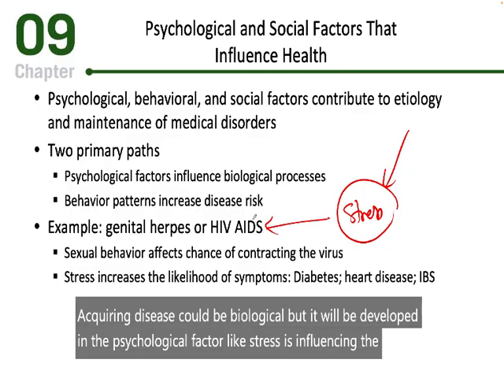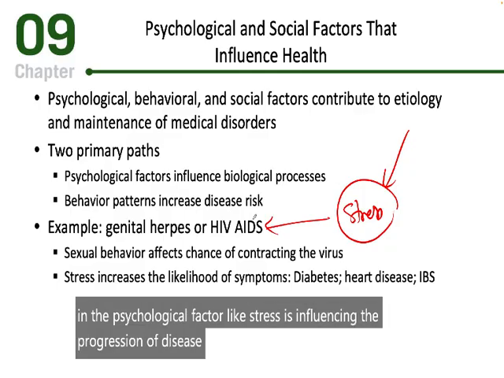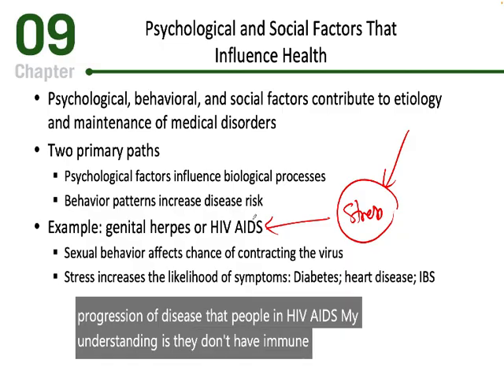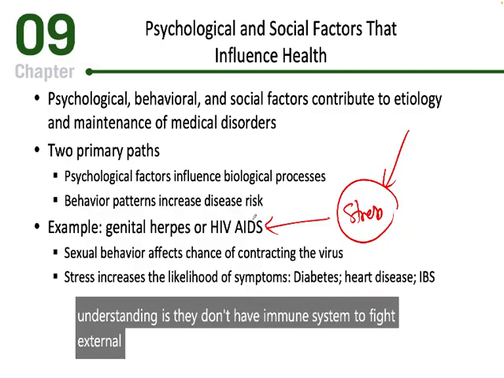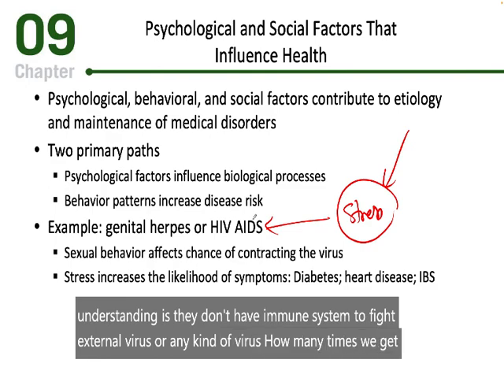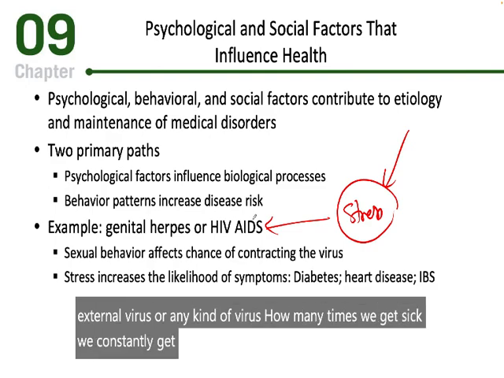Now, people with HIV/AIDS, my understanding is they don't have an immune system to fight external viruses or any kind of virus. How many times do we get sick? We constantly get the flu. I mean, not flu, allergies.